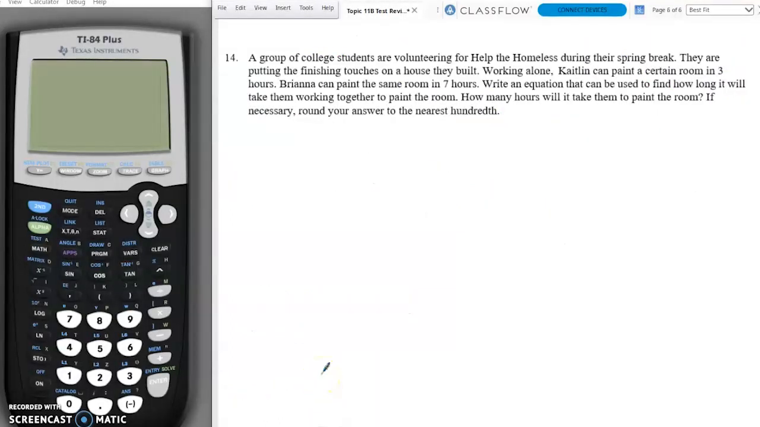So 14 is what we saw on the rational work problems, so refer back to those notes. It says a group of college students are volunteering for Help the Homeless during the spring break. They're putting the finishing touches on a house. Working alone, Caitlin can paint a certain room in 3 hours. Brianna can paint the same room in 7 hours. So we need to write an equation that can be used to show how, if they work together, how long it would take them. And then solve for it. How long would it take them?